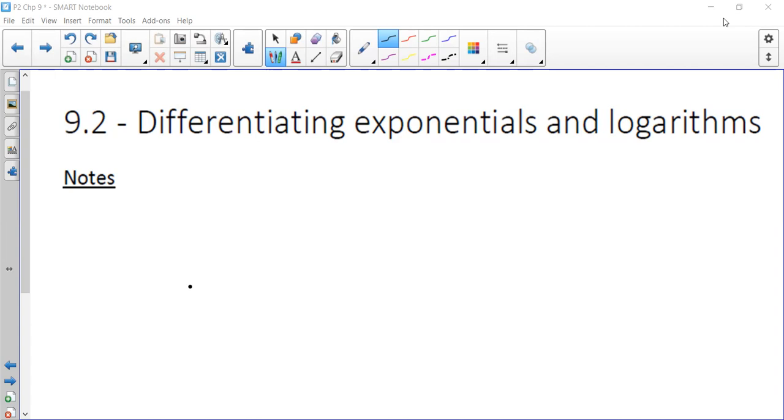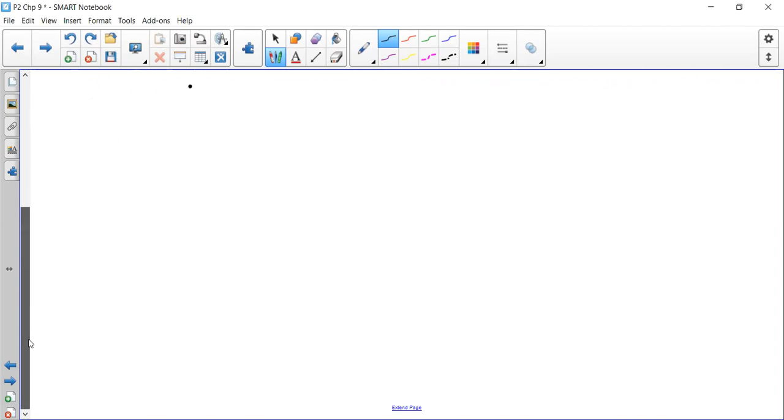You touched upon this topic barely last year in Year 12 when you learned to differentiate e to the power of x. You will know the derivative of e to the power of x is just e to the power of x. So we're going to extend from that point. We've got three bullet points here.